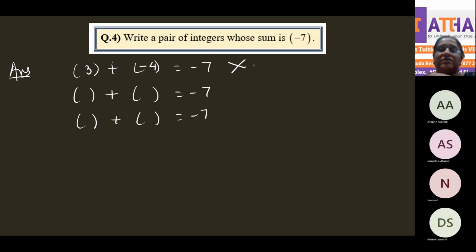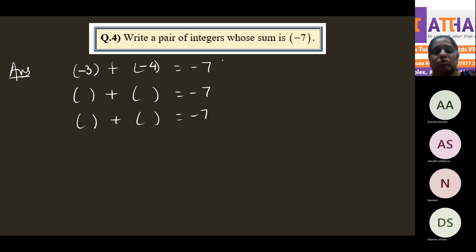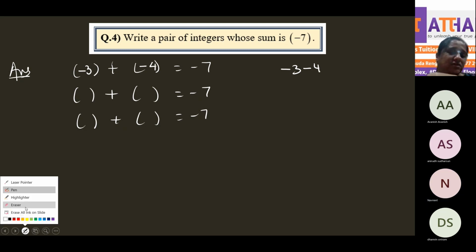Okay, Navneet, you need to work on this. Okay, boys, correct this example. What about minus 3 and minus 4? Is it correct? You work and tell me. Yes, ma'am, it's correct. How? Plus into minus is minus. So it is minus 3 plus minus 4, which is minus 7.